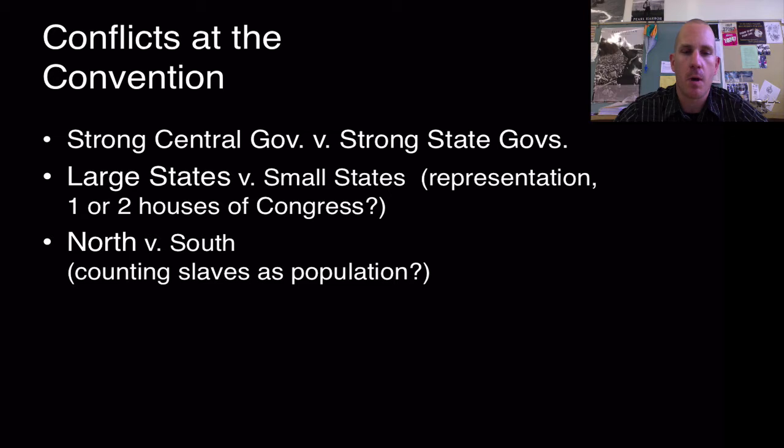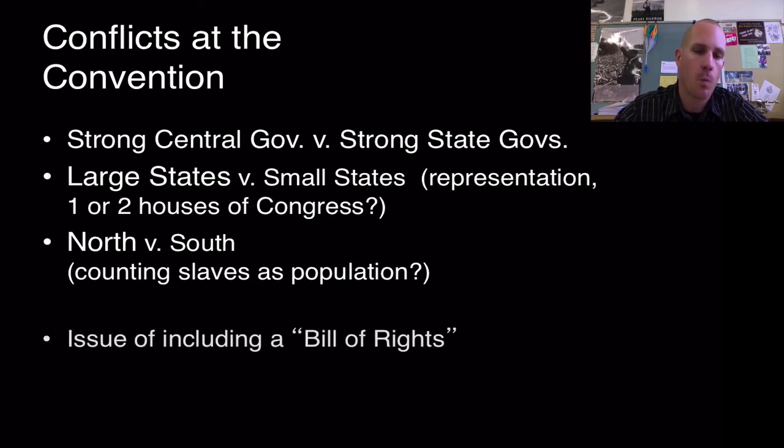And now the other question is large states versus small states. What about representation? Is it going to be based on population or 1 vote per state? And again, North versus South. Slaves, are we going to count all of them or none of them, or what are we going to do with them specifically? And then what are we going to do about a Bill of Rights? We want to take a lot of the things from the English Bill of Rights and include them into ours, but at the very beginning, there's no talk about a Bill of Rights.